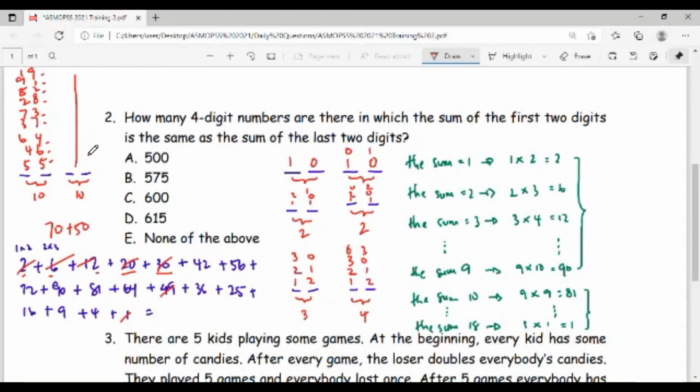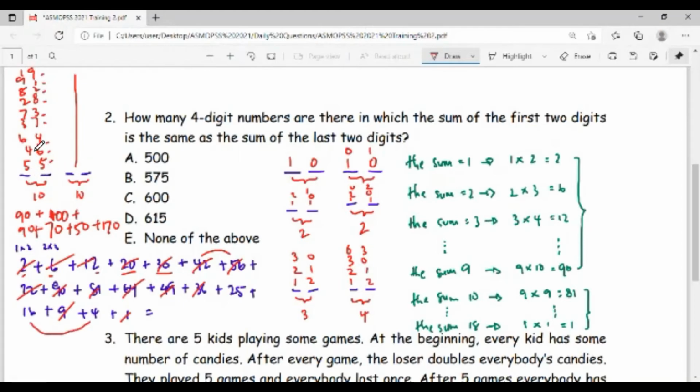Now I have 42, 56, and 72. 2 plus 6 plus 2 makes 10, right? So 42 plus 56, that's 98. 98 plus 72 is equal to 170. And then now I have 90, so I will add 90 to that. And then we have 81 and 9, that's another 90. So see, I'm collecting the tens, right? 64 and 36, that makes 100. And then now I only have to add the last ones.